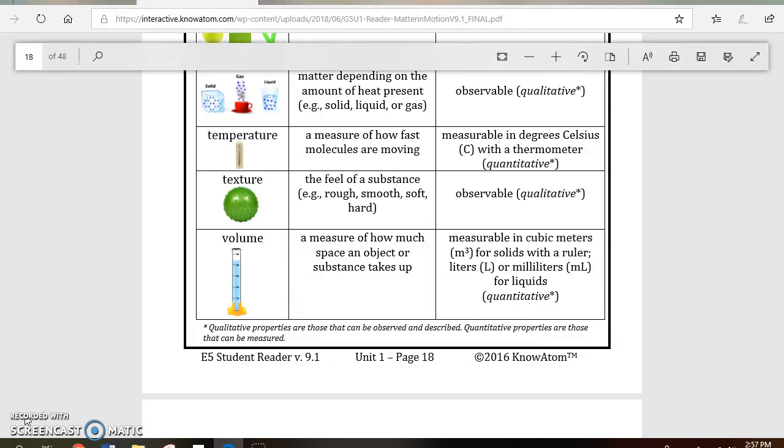Volume: a measure of how much space an object or substance takes up. Measurable in cubic meters for solids with a ruler, liters, or milliliters for liquids. Quantitative. Qualitative properties are those that can be observed and described. Quantitative properties are those that can be measured.